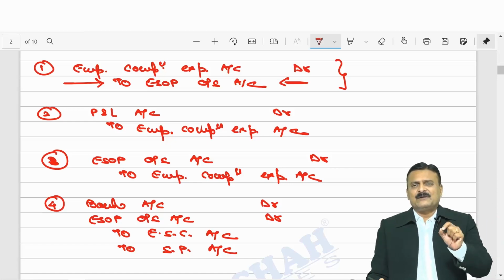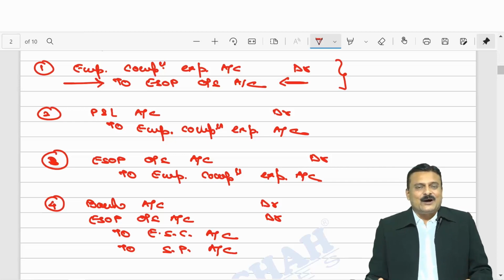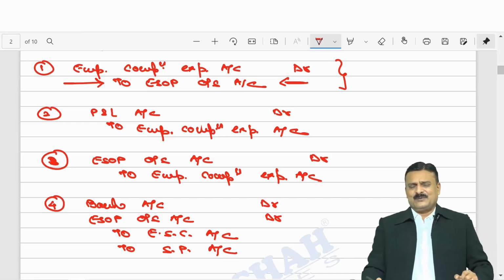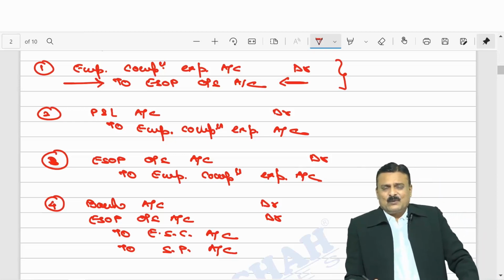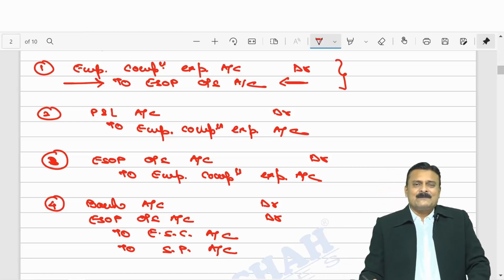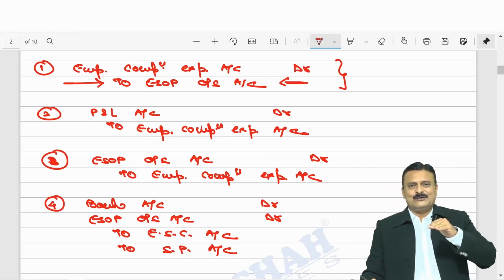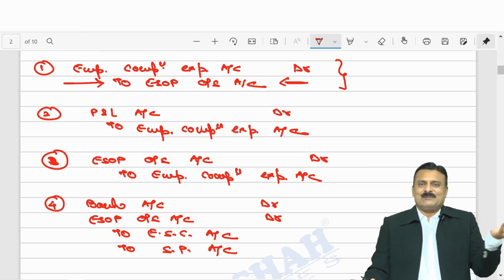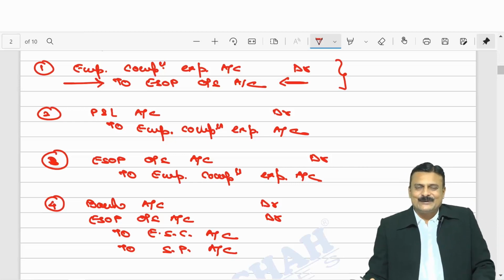I am solving one sum with you to make you understand how the calculation will be done and how entries can be passed for the ESOP part. Typically, the working note has to be taken care of here. When I solve a typical sum, that working note will be clear to you, and we will also try to clear what journal entries we pass. Okay, let us start with a practical sum.